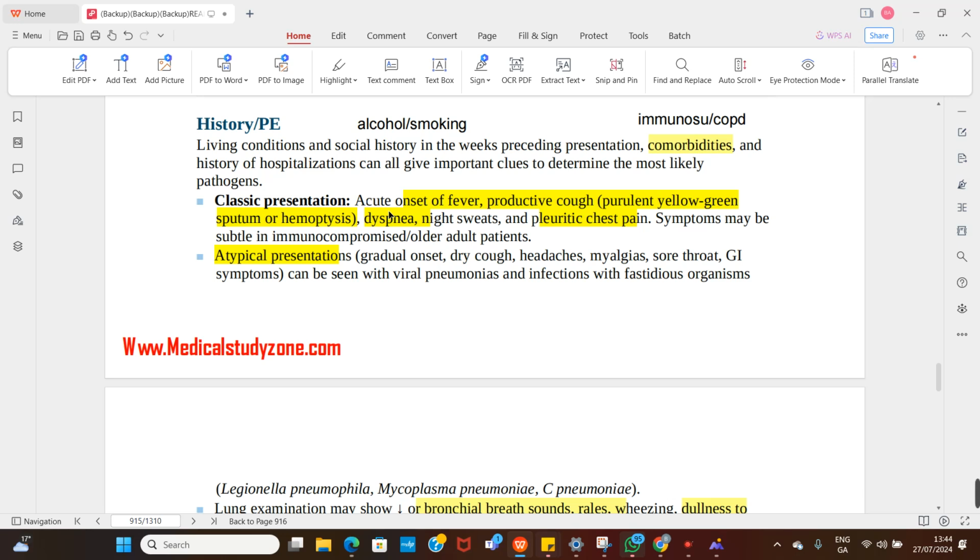The myalgia, you think about influenza; sore throat, influenza. Headaches, you can think about mycoplasma, the fact that the cough is not productive in mycoplasma. All of them can have this kind of presentation.